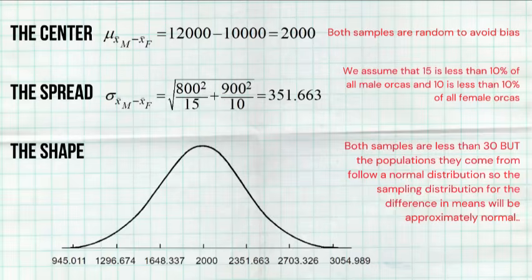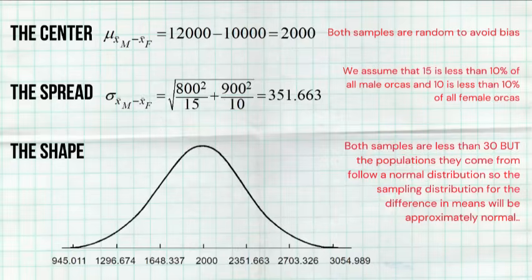Next up, we have the standard deviation, which is going to be taking the standard deviation for the males, 800 squared divided by the sample size for males, 15, plus the standard deviation for the females, 900 squared divided by the sample size for the females, 10, and put all of that under a giant square root, and we get 351.663 pounds. And of course, the shape is going to be normal as long as the samples are big enough.